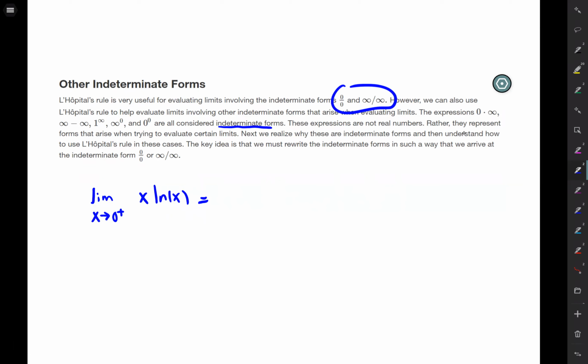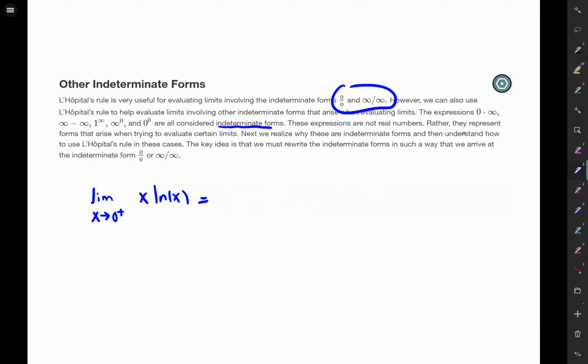So the limit as x goes to 0 from the right of x ln of x, that would be a 0 times negative infinity case. And so what we're going to do is turn that into a 0 over 0 case, or an infinity over infinity case, by just doing a little algebraic trick.